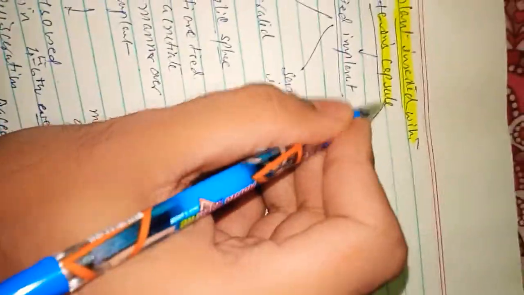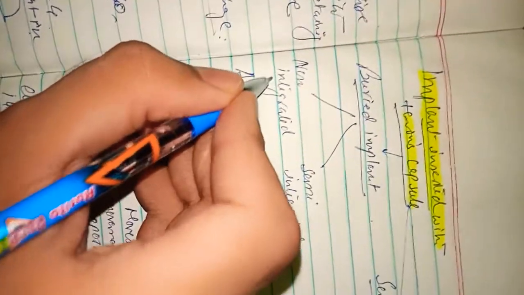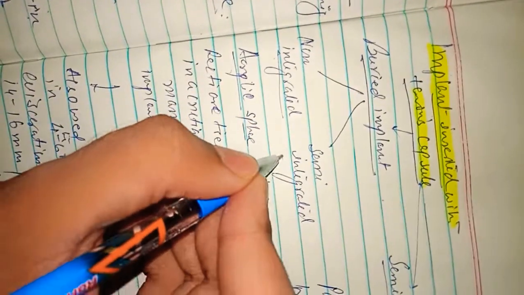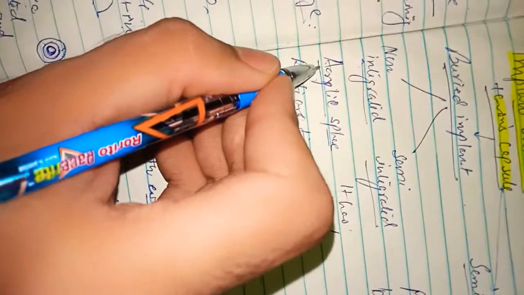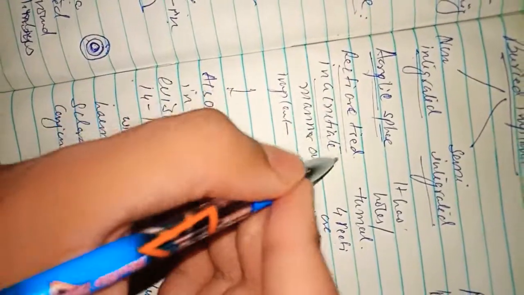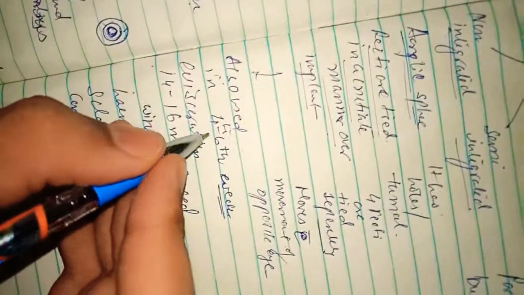This implant can be of 3 types: buried implant, semi-buried implant and hydroxyapatite implant. Buried implants are of 2 types: non-integrated implant and semi-integrated implant. Non-integrated implants are of acrylic sphere. The recti muscles are tied in a cruciate manner over the implant. It is used in the enucleation, and it is also used in the evisceration.